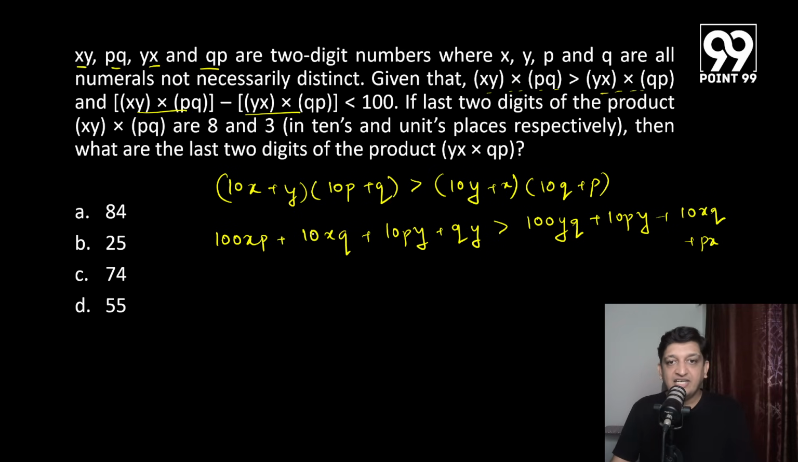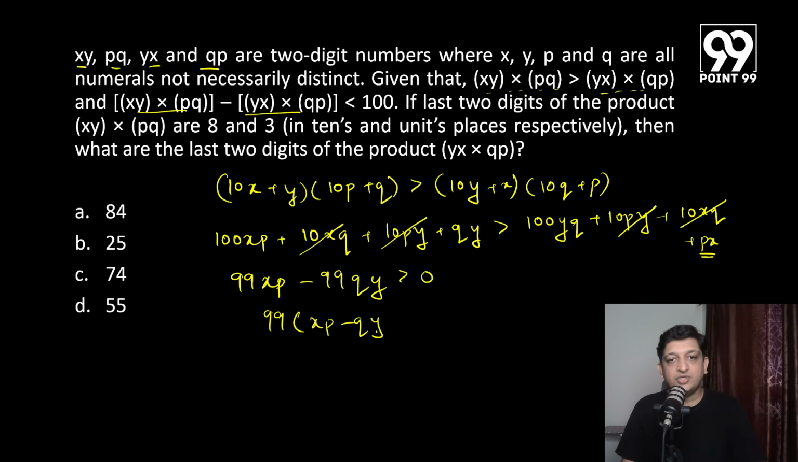Now you will see that you have 10py here, 10py here, 10xq here, 10x² which will get cancelled out. So we can see that 10xp minus xp or 9xp and qy minus 10qy, which basically means minus 9qy, will be greater than 0. That is what we can see. Or we can say 99 into xp minus qy will be greater than 0. This is what we know.